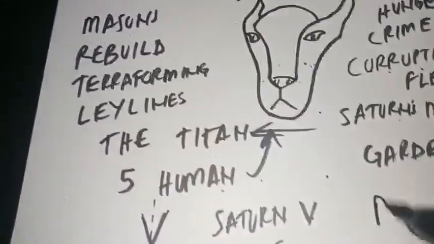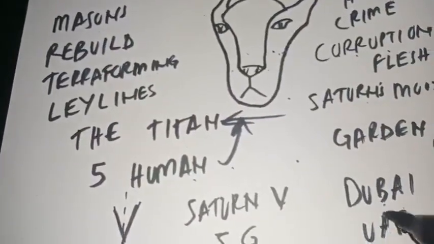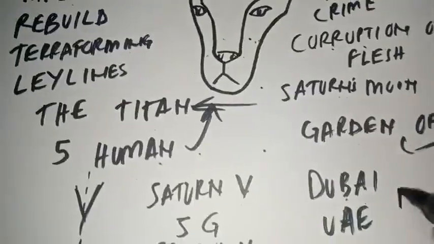Also, you know how Dubai was a desert. Dubai, or the UAE. The UAE was a desert. It was barren.